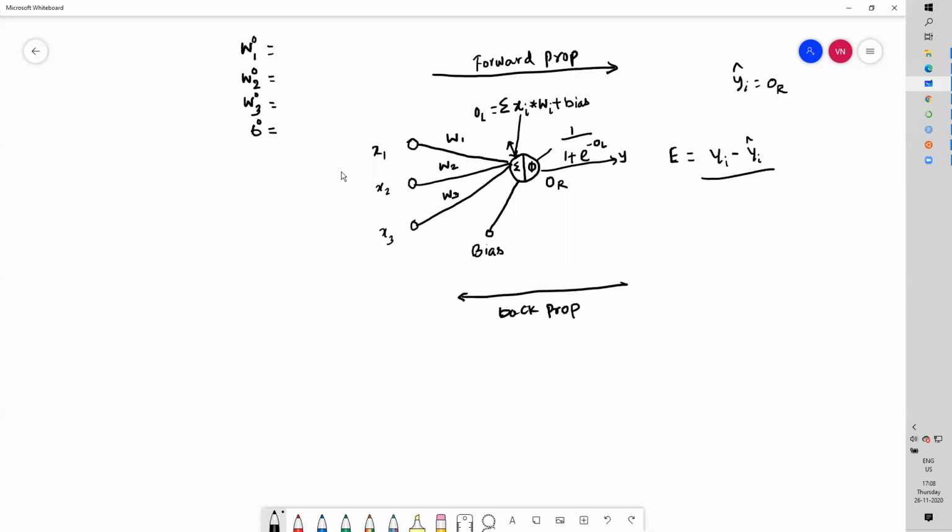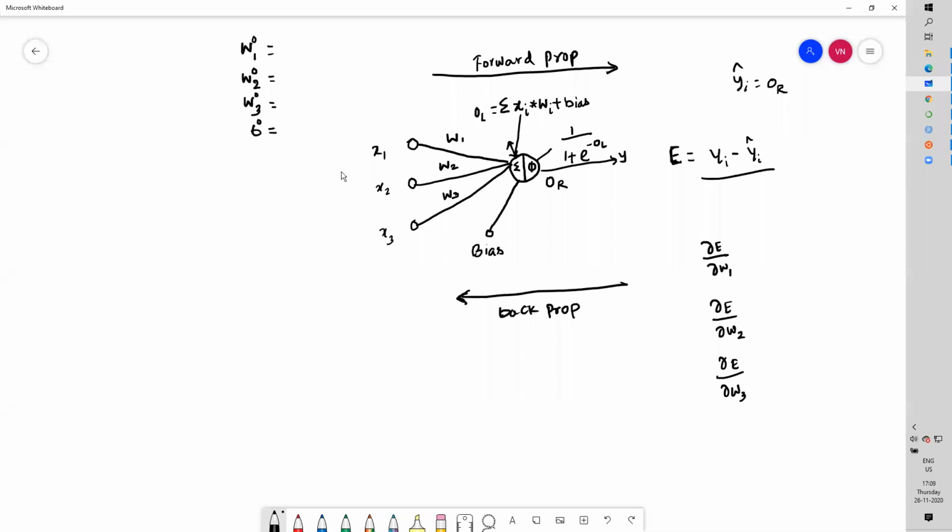Then estimate the error. What is the error of the forward prop that we have made? And using the back prop, we will try to find out the gradients of it. So what we need to find out is dou E with respect to dou W1, dou E with respect to dou W2, and dou E with respect to dou W3. These are the three gradients that we have to find out.